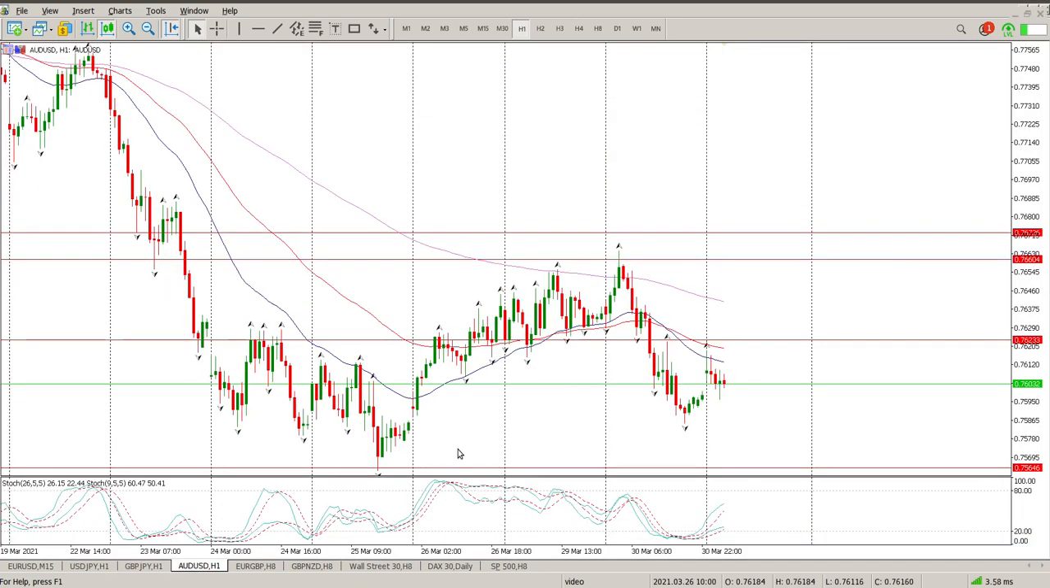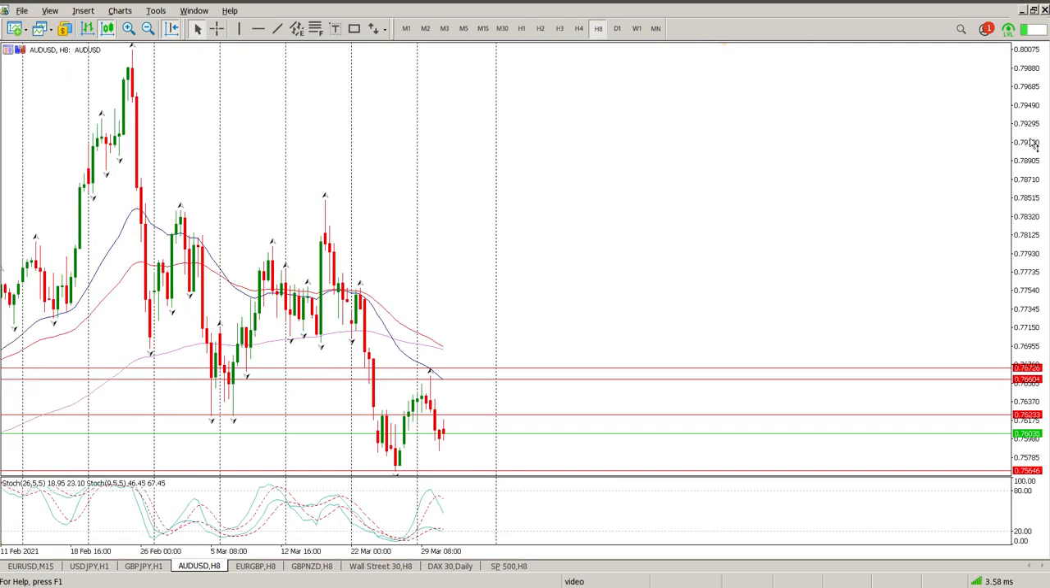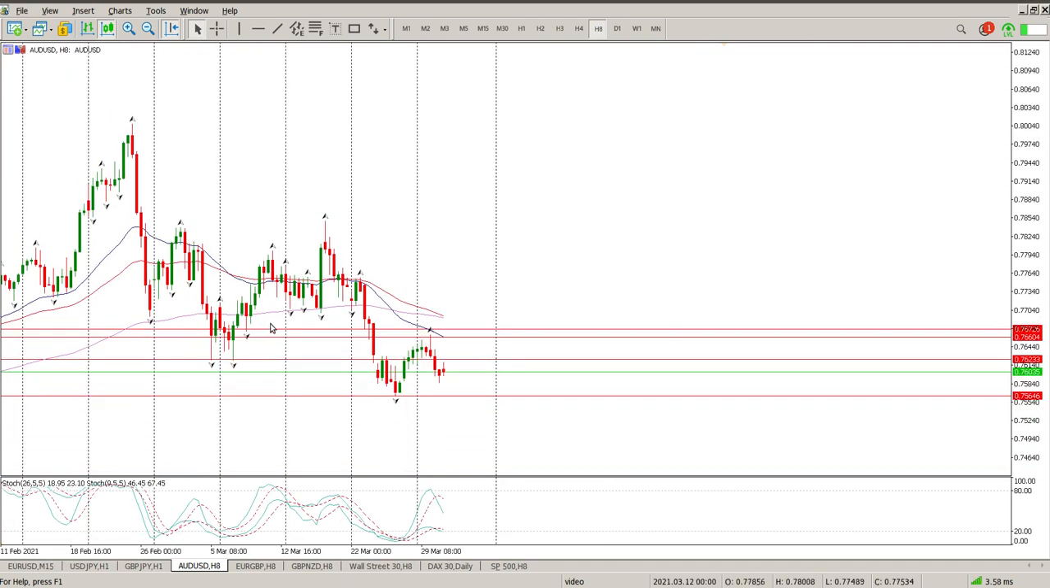Aussie dollar, US dollar, we are pretty much going nowhere at the moment. Lots of levels that we have here. You can see this first one here, 0.76233, which we broke through last week. We sort of broke through again this week.